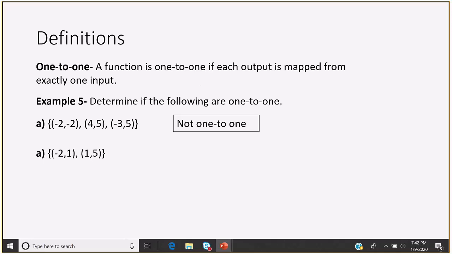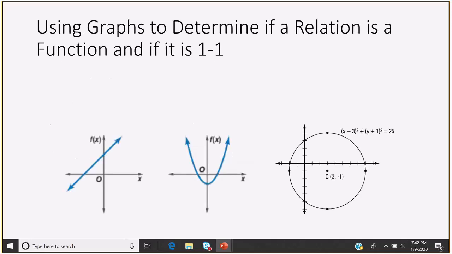In this other case, okay, I have -2 being mapped to 1, I have 1 being mapped to 5, and so every one of my outputs only has a single input, so we're good to go. That is one-to-one. I don't know why I'm missing my hyphens there.